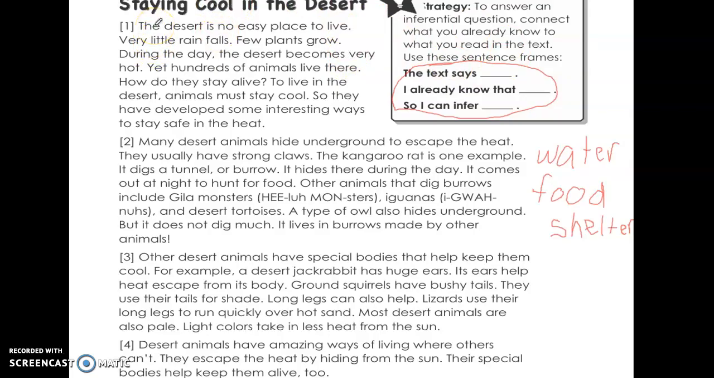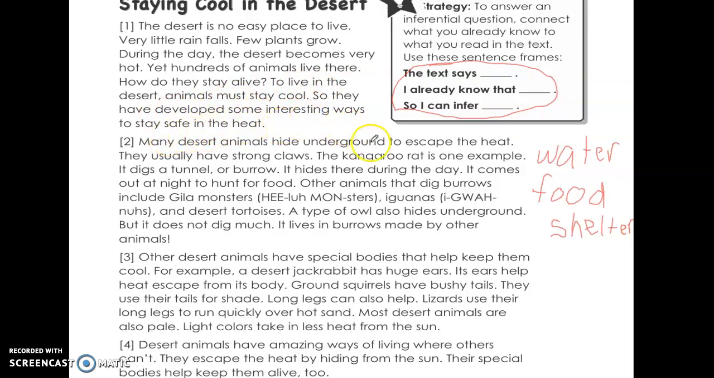The desert is no easy place to live. Very little rain falls. Few plants grow. During the day, the desert becomes very hot, yet hundreds of animals live there. How do they stay alive? To live in the desert, animals must stay cool. So they have developed some interesting ways to stay safe in the heat.